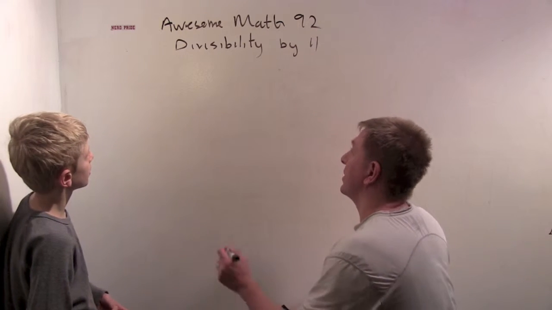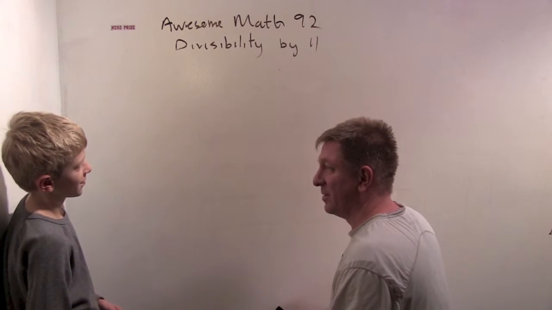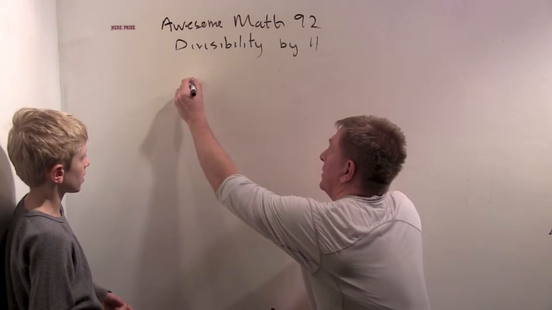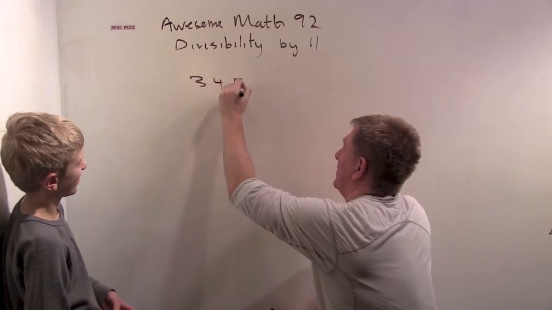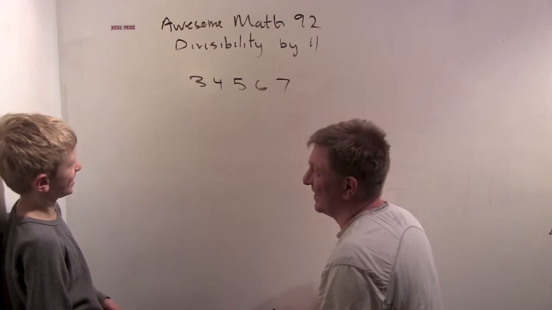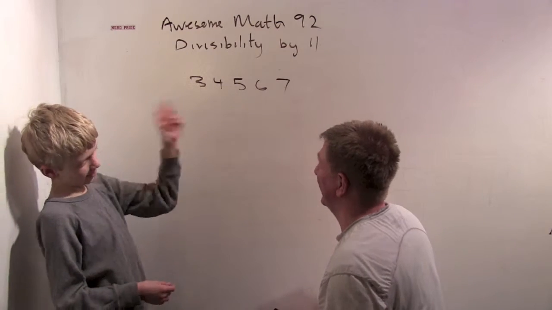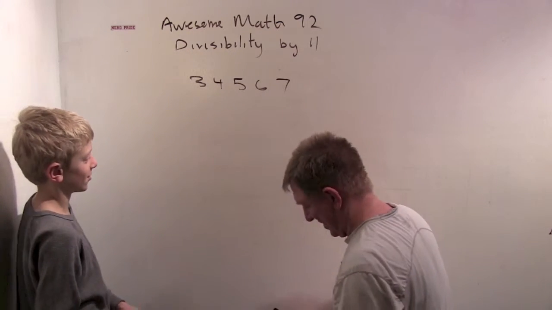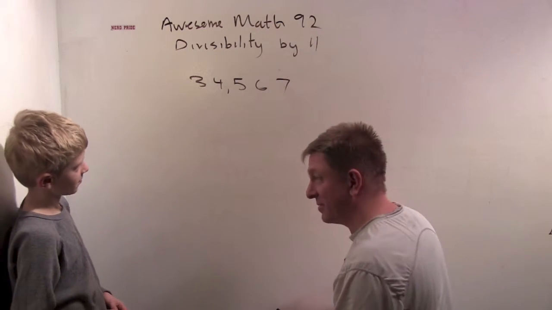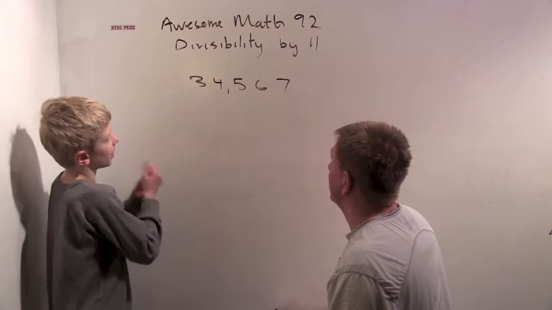Give me a 5-digit number. Let's do 3, 4, 5, 6, 7. How'd you think of that? I mean, 5 consecutive integers. Okay, so 34,567. We're wondering, is this divisible by 11?